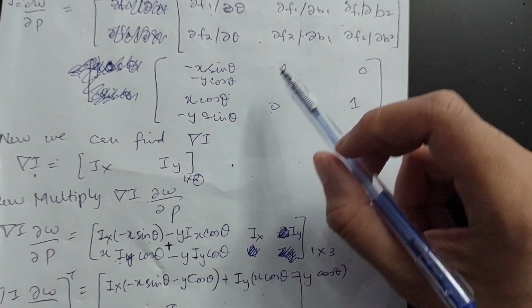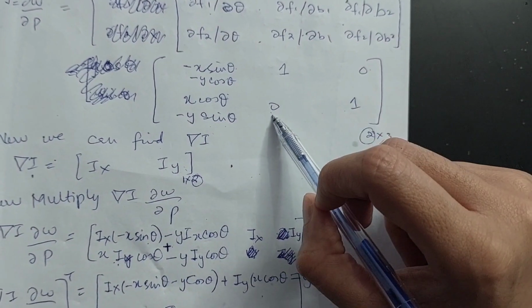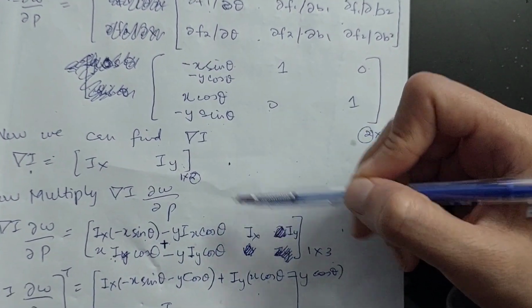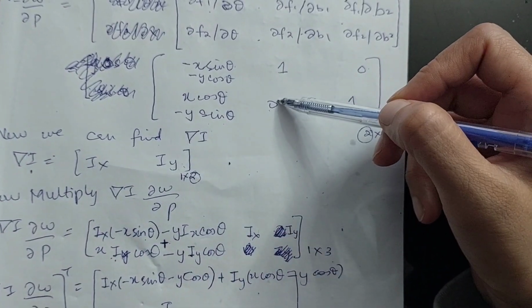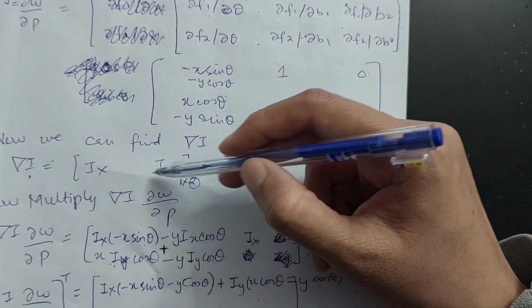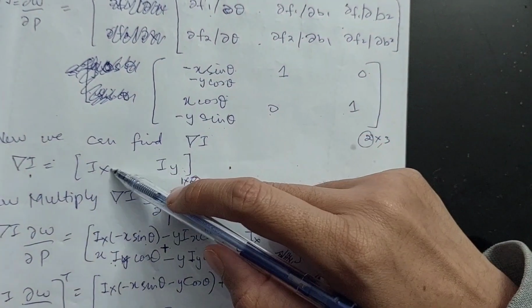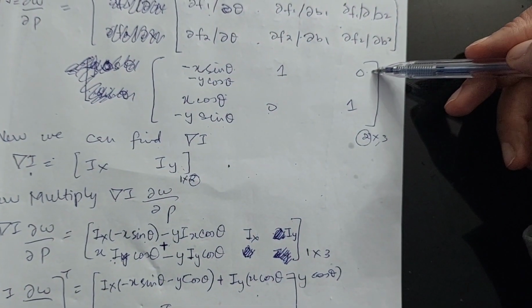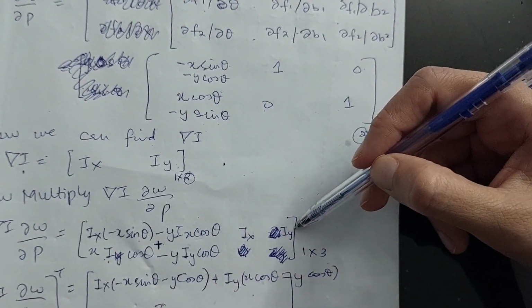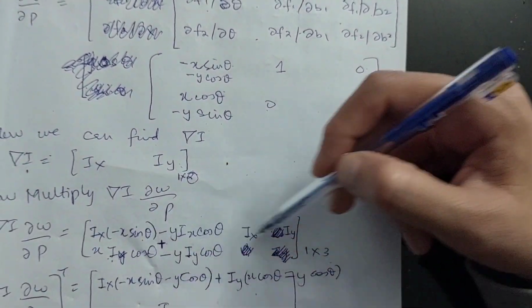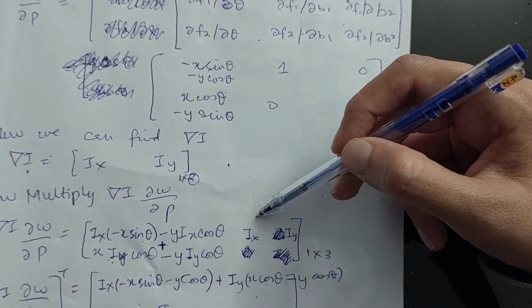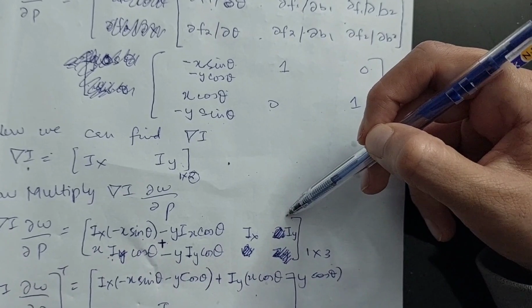So this is one term. Okay, now I am going to do the multiplication with this row. So Ix is multiplied with 1 and I get Ix, and Iy is multiplied by 0, so I get a 0. Now I'm going to multiply this row with this column. So Ix is multiplied with 0, so 0, and Iy is multiplied with 1, so I get Iy.